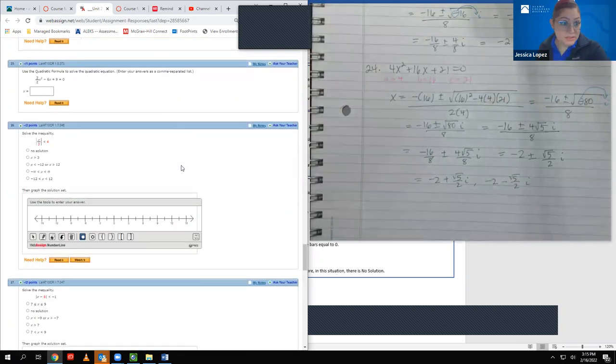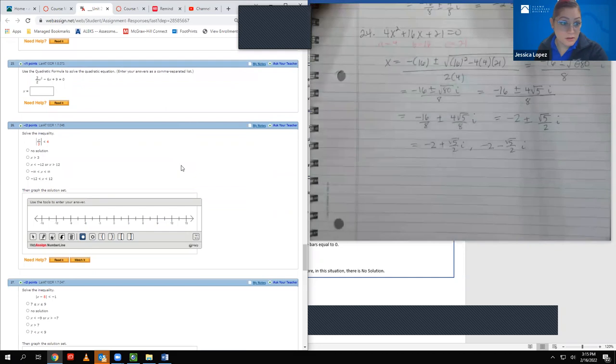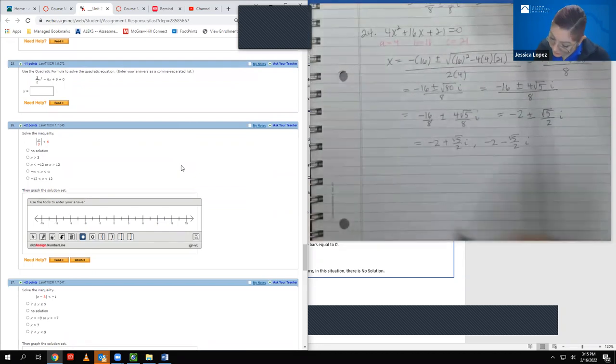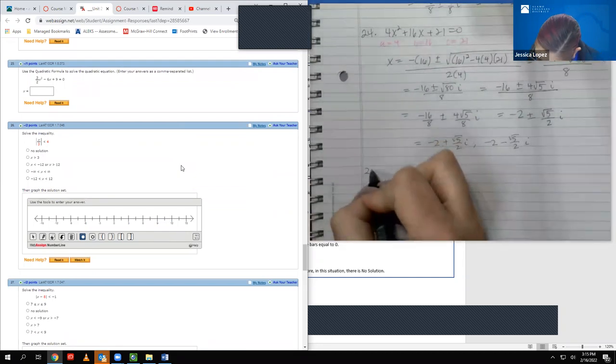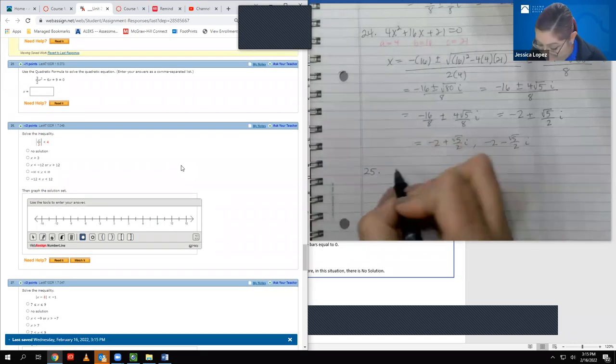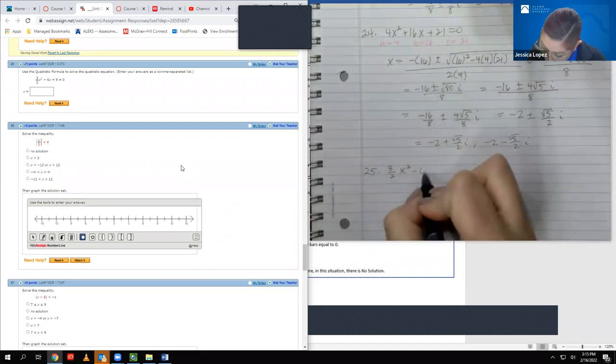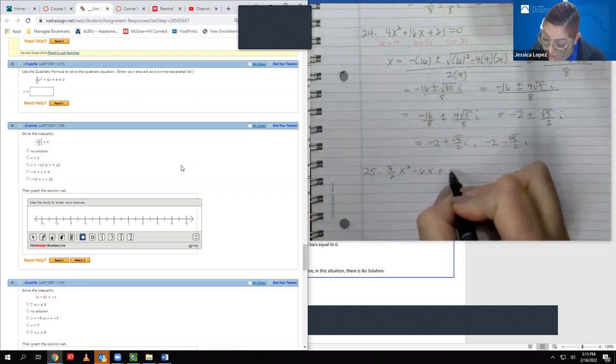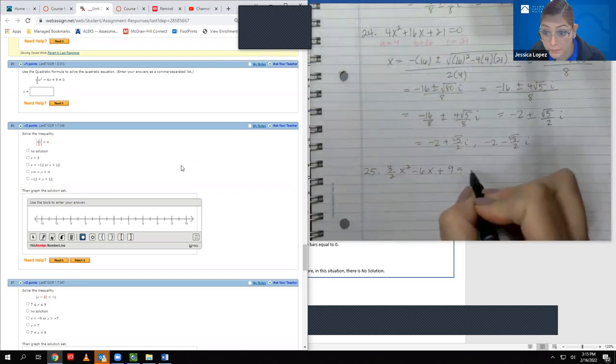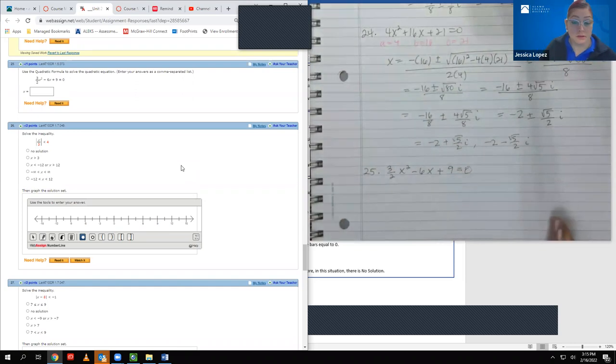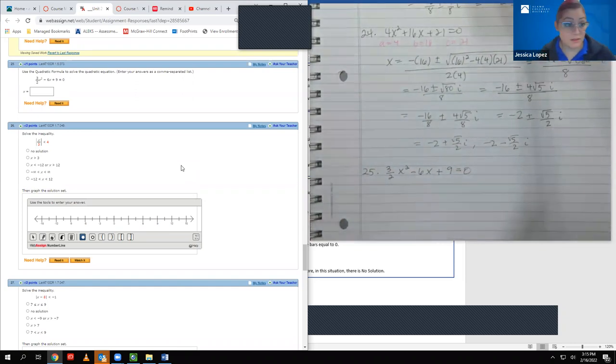Now number 25. Now, I'm not going to do 25 all the way because it's not red. Nothing in that problem is red. So if I do the problem, I'm doing yours for you. Okay, I will let you know that you have two choices on what you can do.